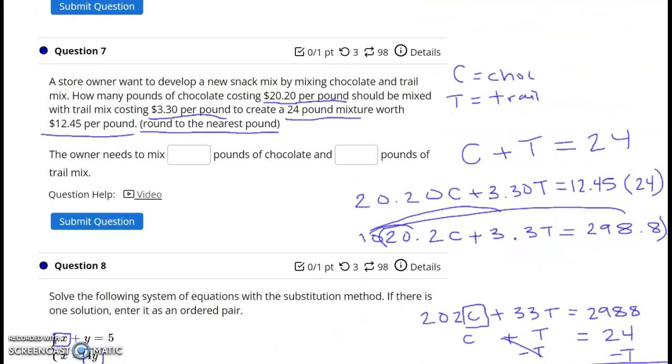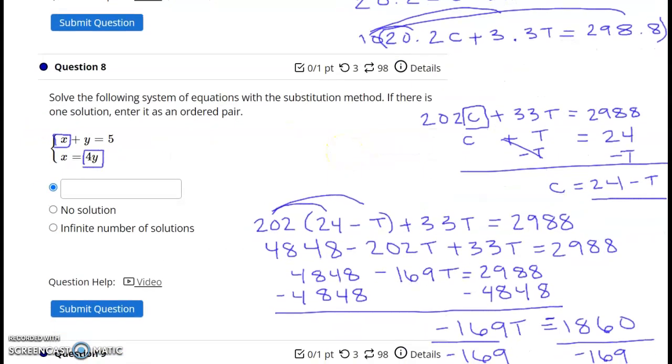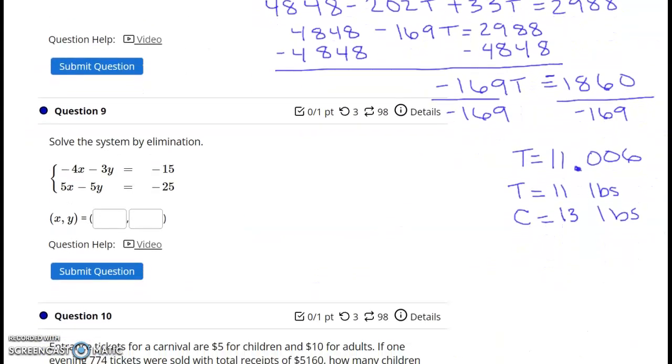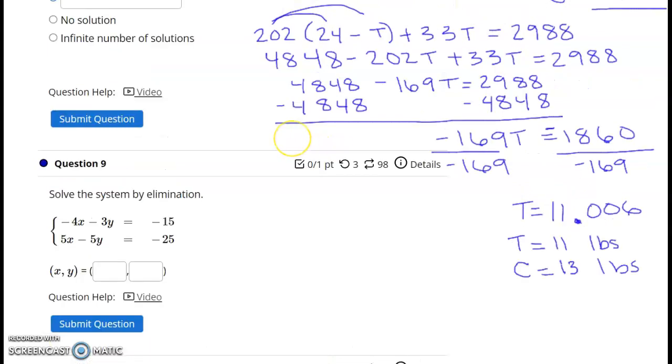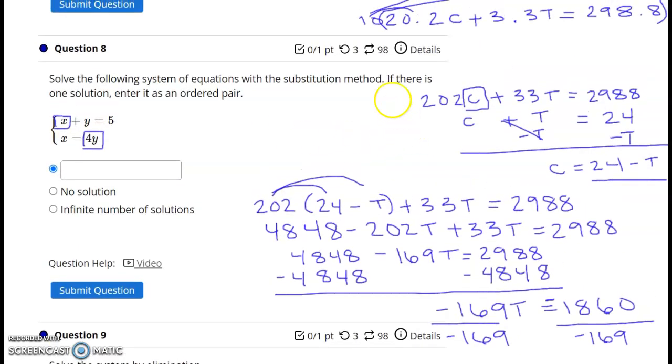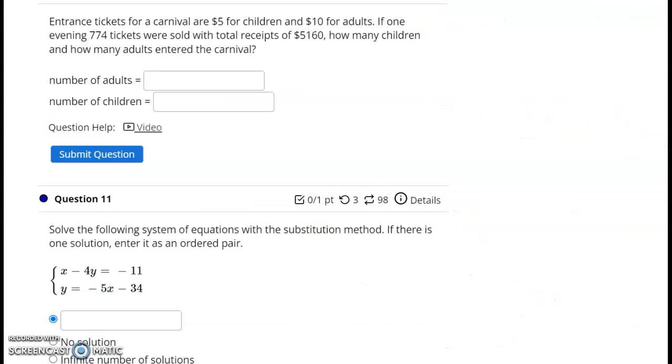sound about right? Would we need more chocolate? Yeah, we would. To get up to that 1245, we would need a little bit more chocolate. But I think that sounds about right. We got positive answers. But the hardest part on these is just setting up the equation, so make sure you understand that part especially. Okay, we're going to look at one more word problem here.